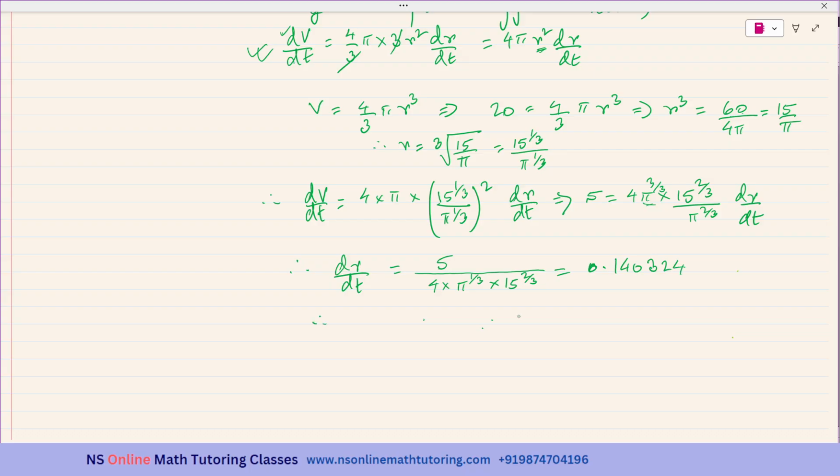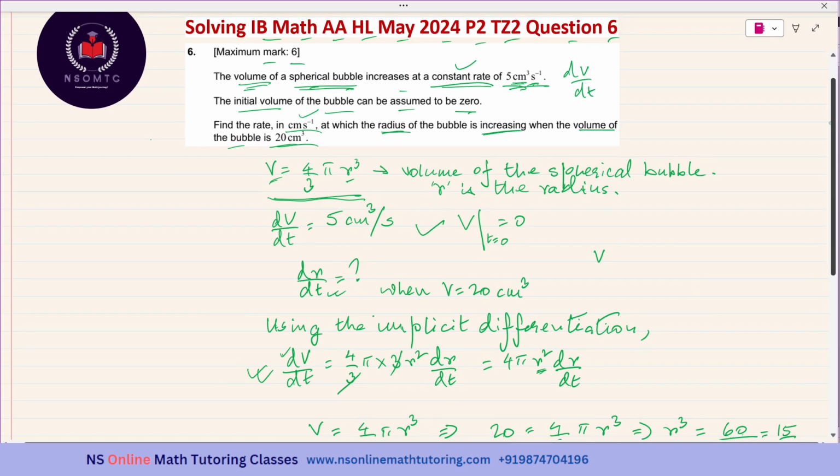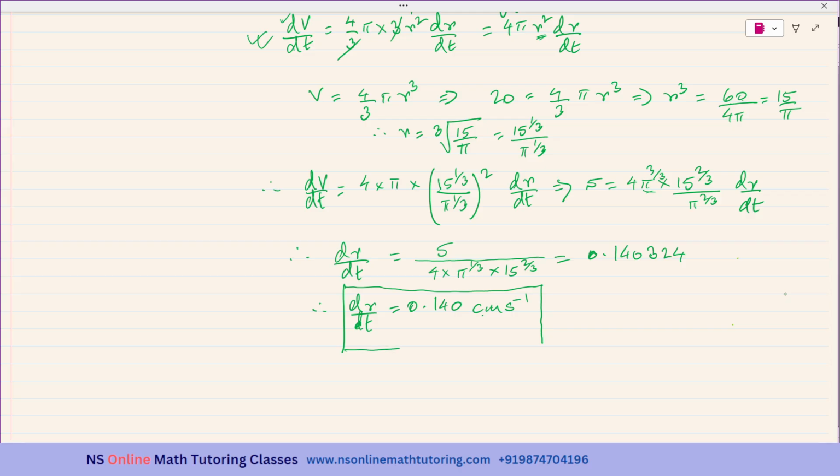Okay, so therefore, dr by dt is equal to 0.140 centimeter second to the power of -1, because they have asked us to write it in this format, so I have to write it in this format. It is centimeter per second, so I have written it in this format. Correct to 3 significant figures.